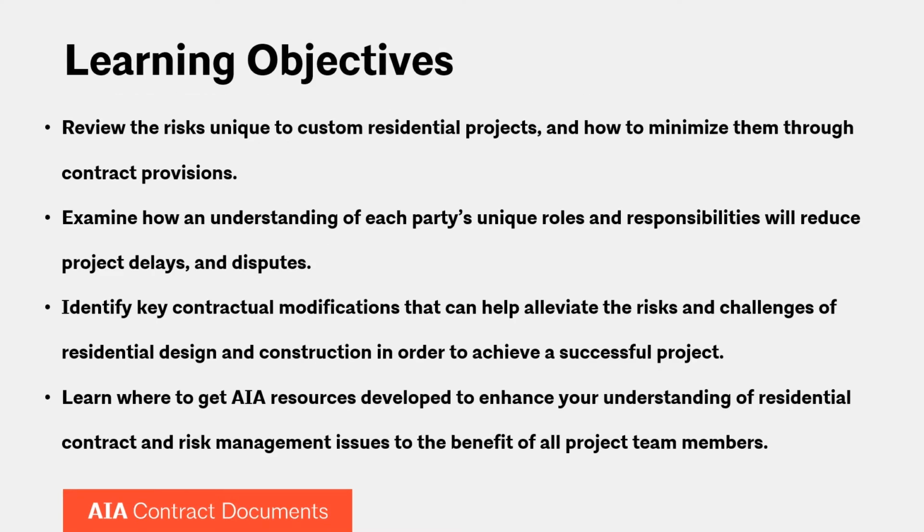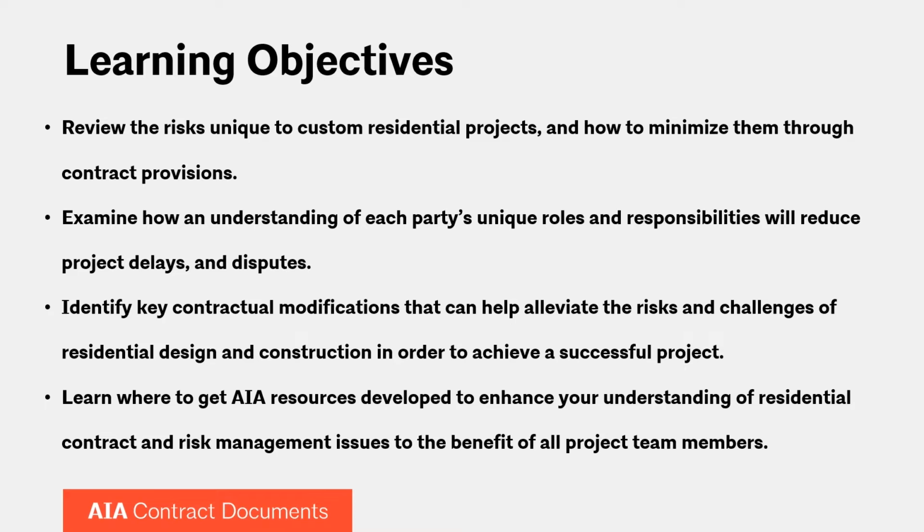So let's get into the substance of what we're going to be learning about today. Our learning objectives are fourfold, and these are just broad brush learning objectives, and we'll go into some more specifics throughout the day. The first thing that we're going to do is review the risks that are unique to custom residential projects, and we're going to learn how to minimize them through certain contract provisions. Next, we're going to examine how an understanding of each party's unique roles and responsibilities will reduce project delays and disputes. And specifically, we're going to talk about some contract provisions that come into play when you're allocating those roles and responsibilities to allocate risk.